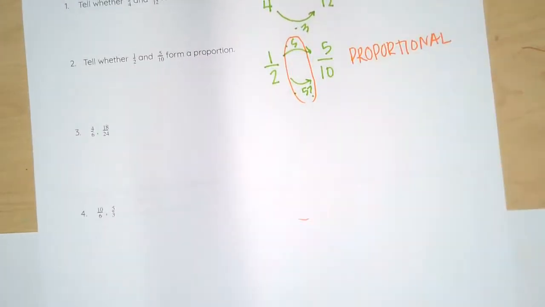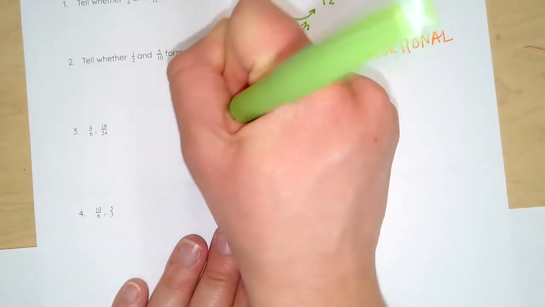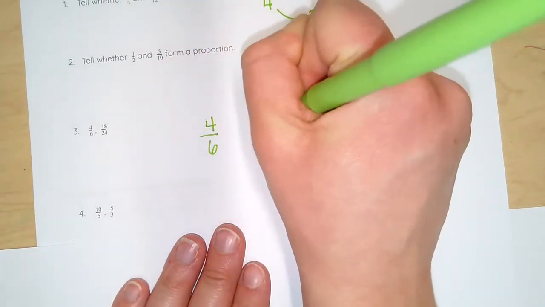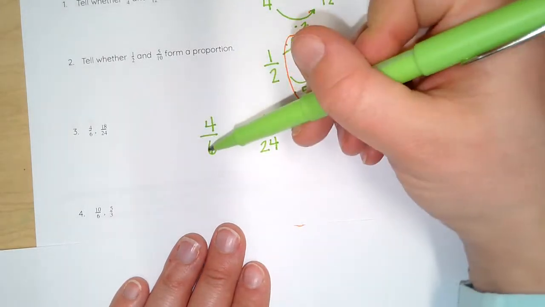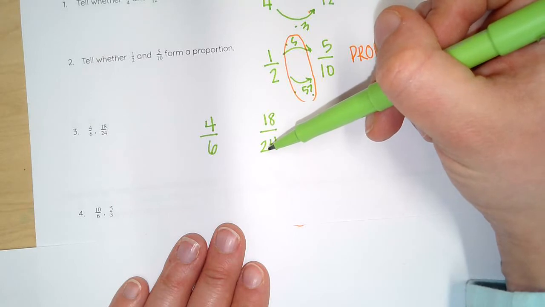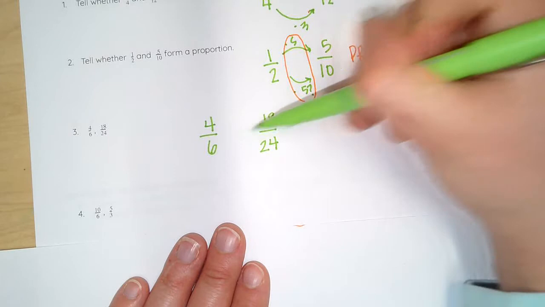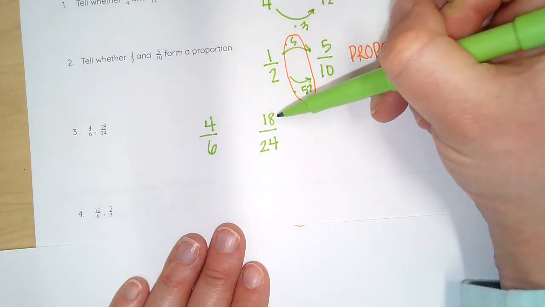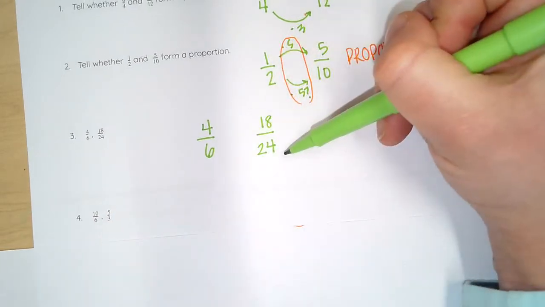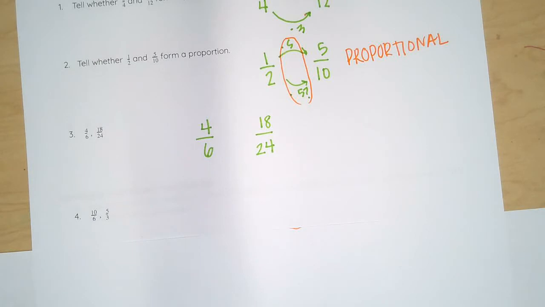We have two more examples here, 4 to 6 and 18 to 24. Again, just setting it up. It's important to note that it doesn't matter if you look at the numerators or the denominators to start you off. Either way works. We don't look diagonally here. We want to see if the numerator to numerator works and the denominator and denominator. So go ahead and take 1 second here and determine if these are proportional.